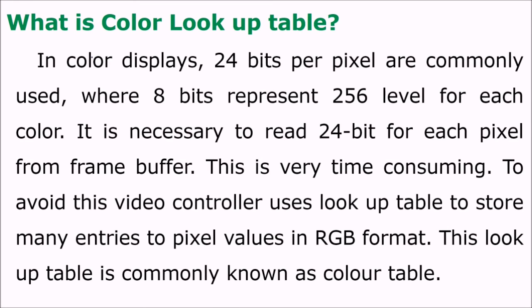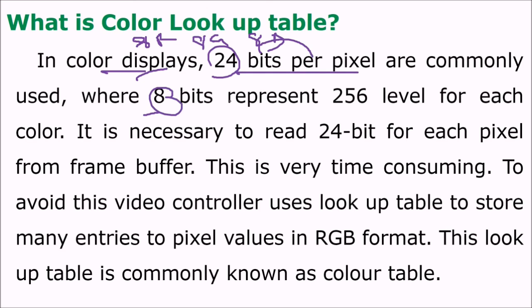What is a color lookup table? In the color space, we have 24 bits per pixel, where 8 bits represent 256 levels for each color. That means 8 bits for R, 8 bits for G, 8 bits for B. So 8-8-8 is 24, and if an alpha channel is there, that will become 32 bits. So for color display we have 24 bits per pixel. These are commonly used.